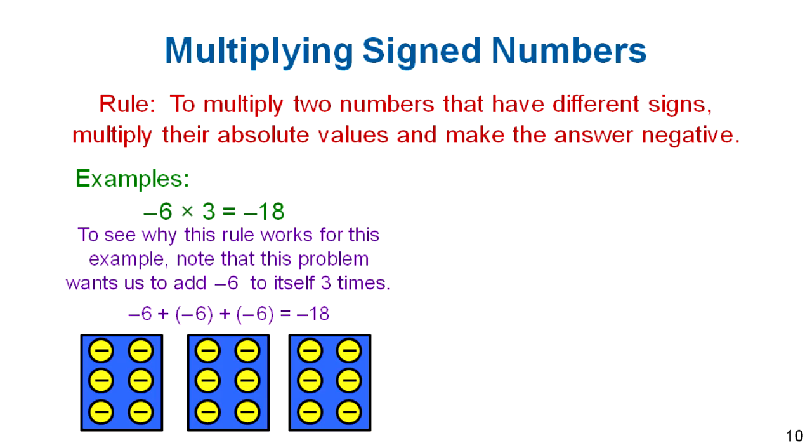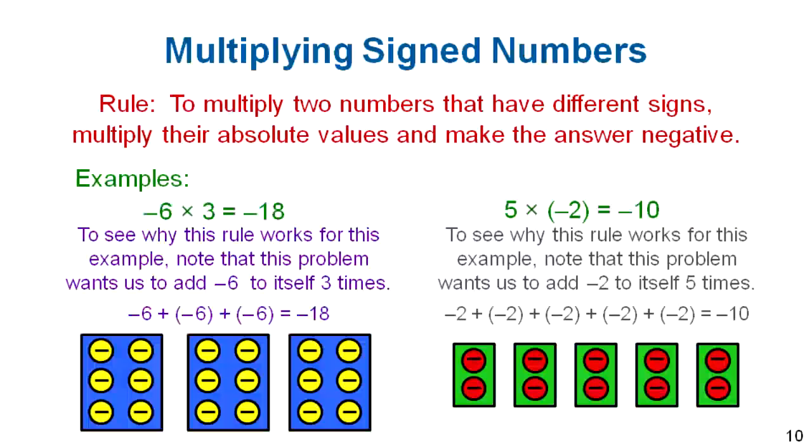To see why this rule works for this example, you can note that this problem is telling us to add -6 to itself 3 times. Note that the picture here shows 3 groups with 6 negatives in each of them, and also note that there is a total of 18 negatives in this picture.